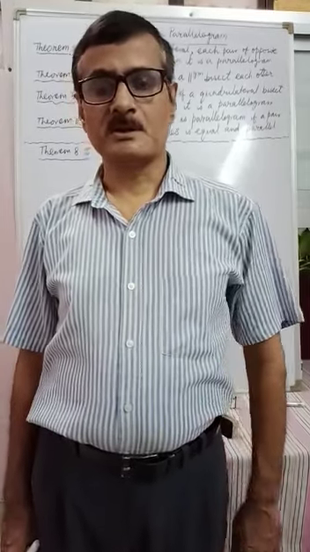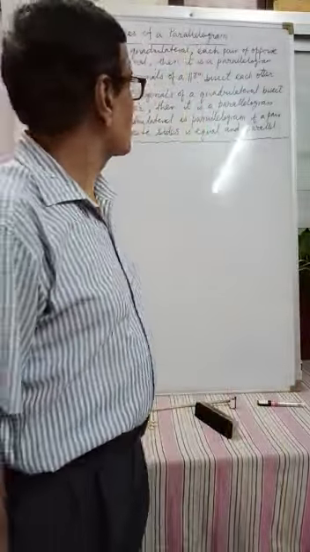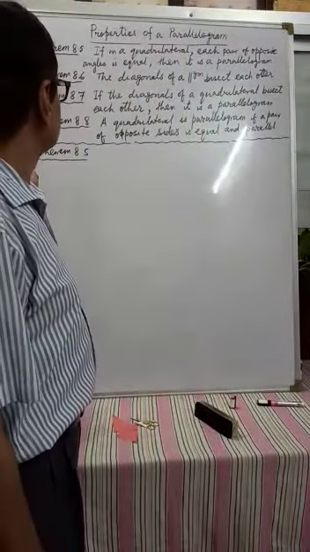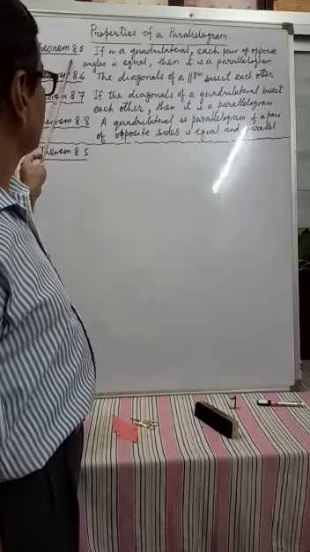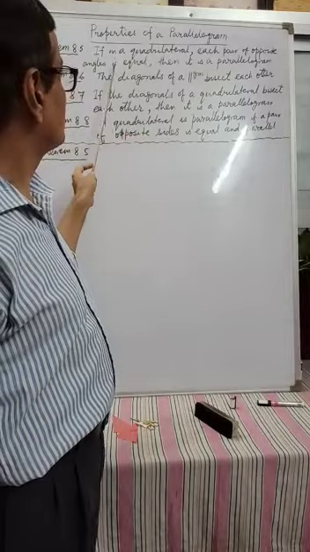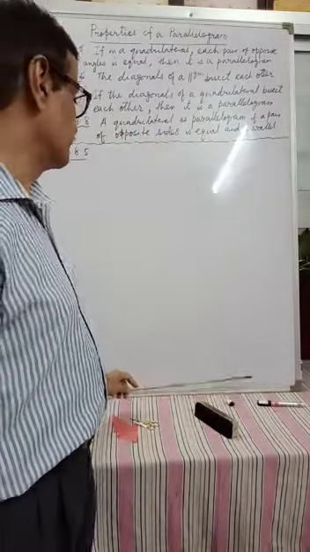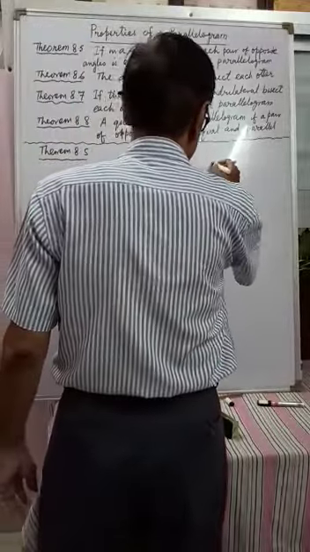In continuation of the properties of a parallelogram, the next property is given in the form of Theorem 8.5. If in a quadrilateral each pair of opposite angles is equal, then it is a parallelogram. So let us draw the figure.